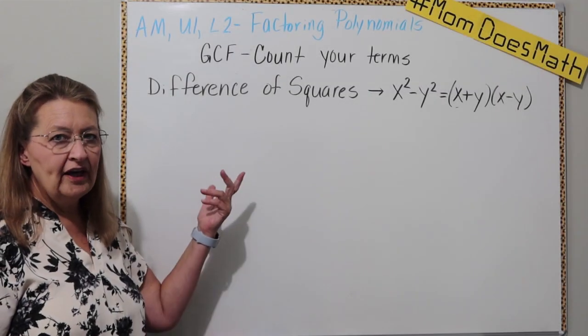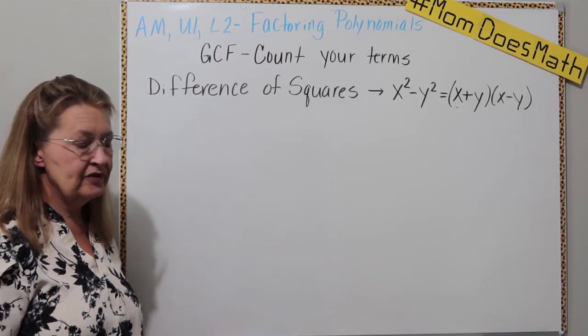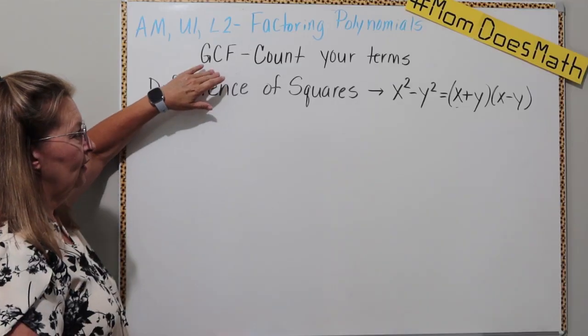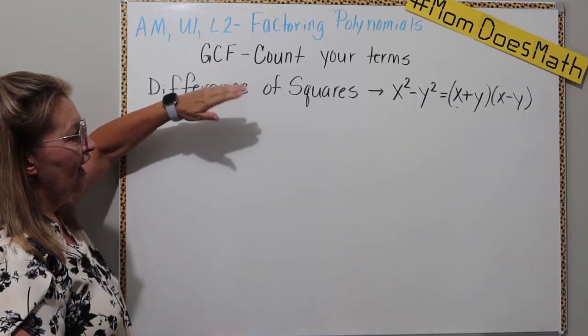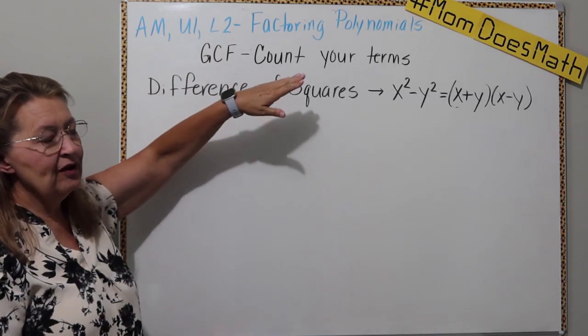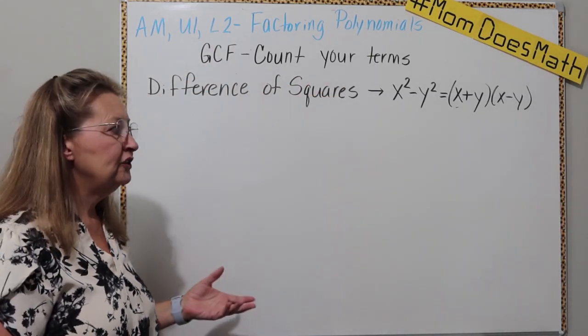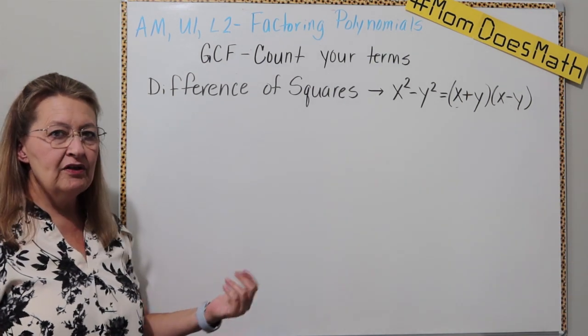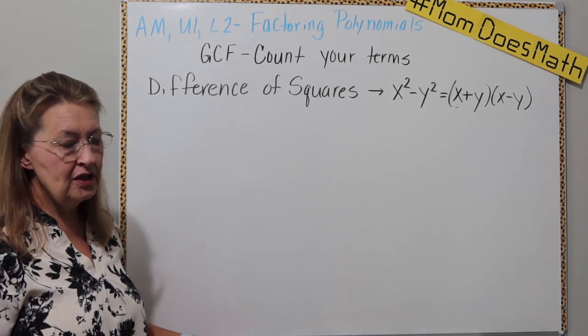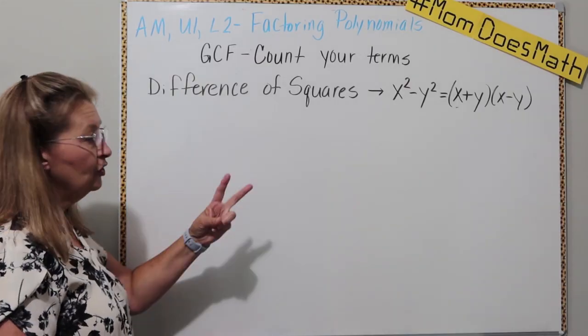Okay, let's get into factoring past the greatest common factor. You always want to take that greatest common factor out. And then after you do that, your next step is to count your terms. Once you count your terms, that is going to tell you what method of factoring you need to use. So let's start with 2.